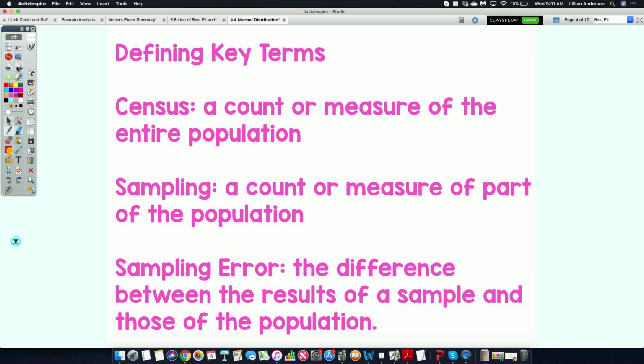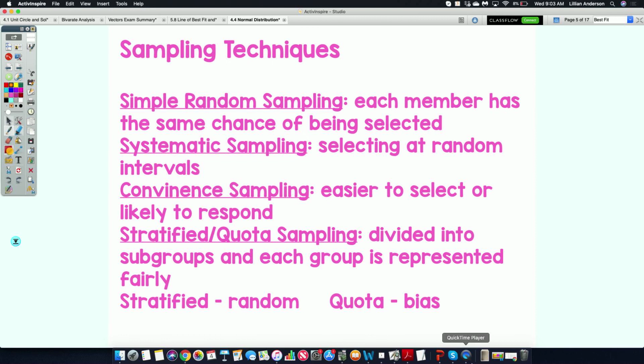When you get a sample, there is such a thing called sampling error. It is the difference between the results of a sample and those of the population. Okay, so it's the difference between the result of the sample and those of the population. Let's talk about the types of samples. Okay, so there are 5 different types of samples, and I'm going to go through each one, and I'm going to provide an example of each one.